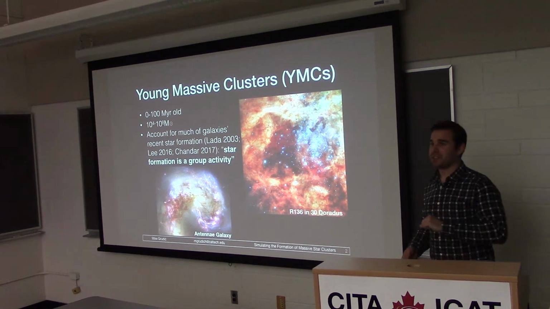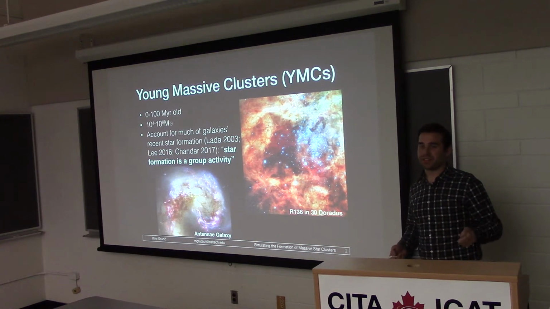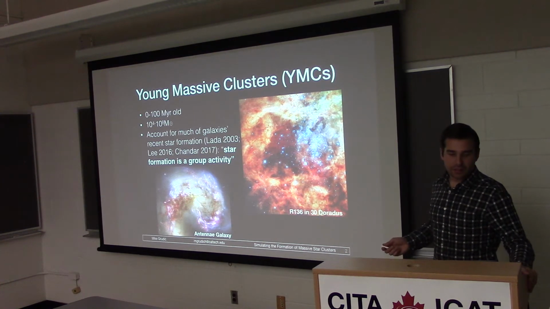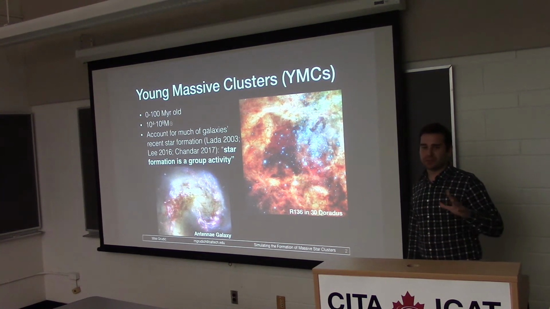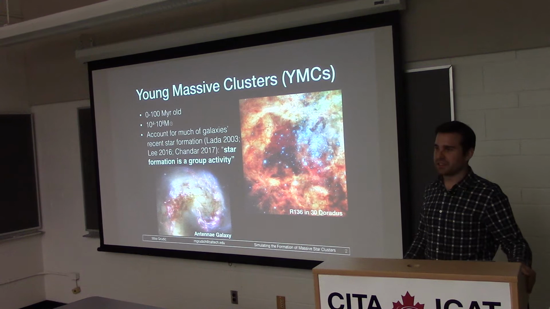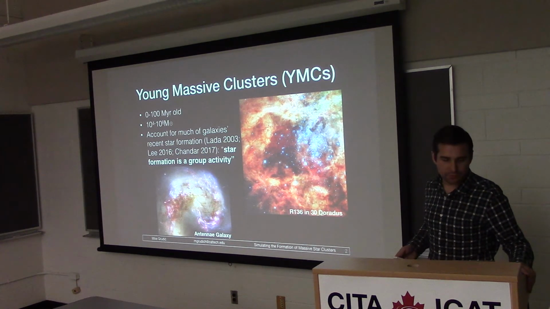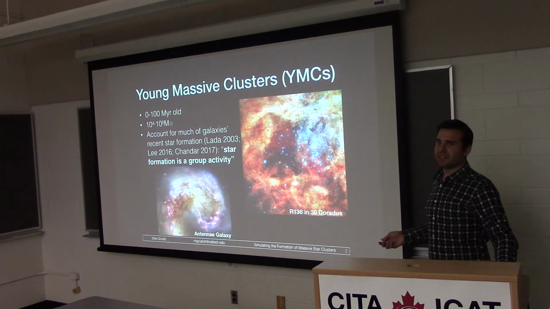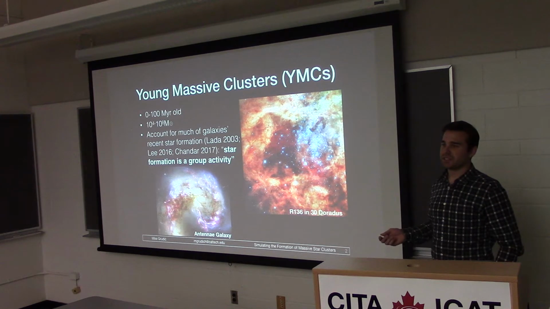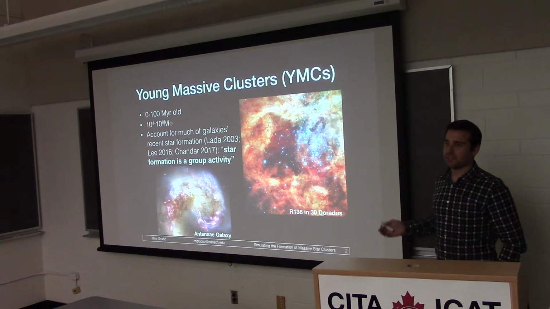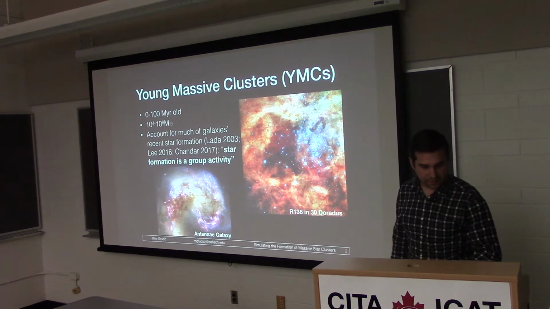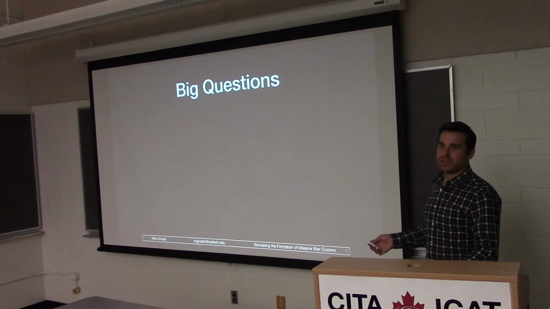They tend to have a wide range in masses. We found them as large as 10^8 solar masses. In our galaxy, it's more around 10^4. But across the different mass scales, they actually look remarkably similar to each other, which is quite interesting and tells us something about the physics that form them. And these things account for a fair portion of the recent star formation in galaxies. So if we want to understand star formation at large, a really good place to start is just to look at young massive clusters. There are a lot of big questions about star formation.